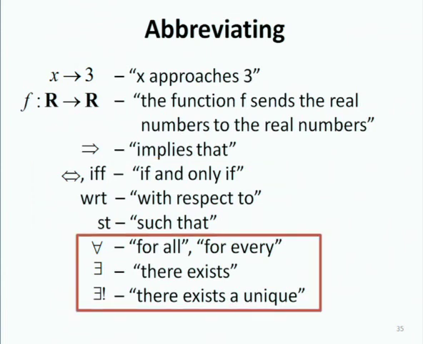And those symbols, the upside down A means for all or for every, and you just read it aloud like that in the sentence. But the backwards E means there exists, and the backwards E with an exclamation mark means there exists a unique, or there exists exactly one.